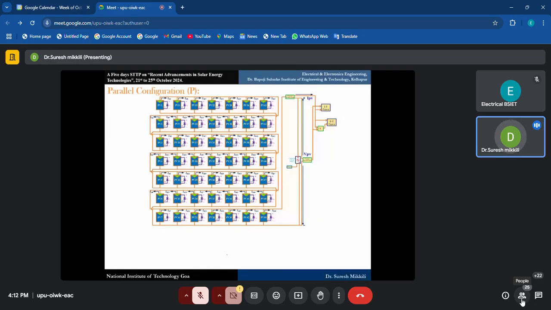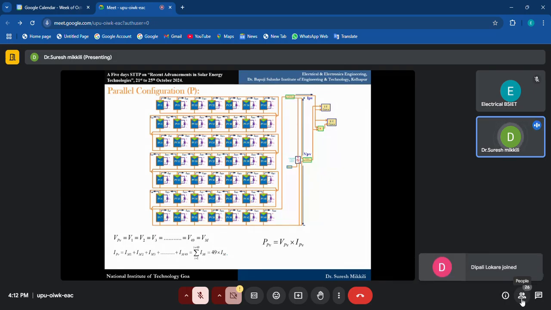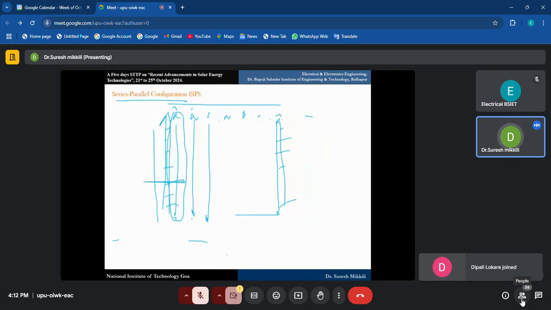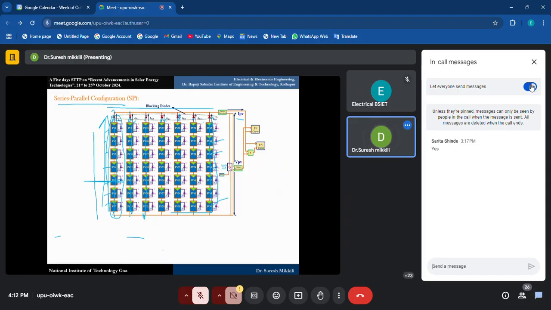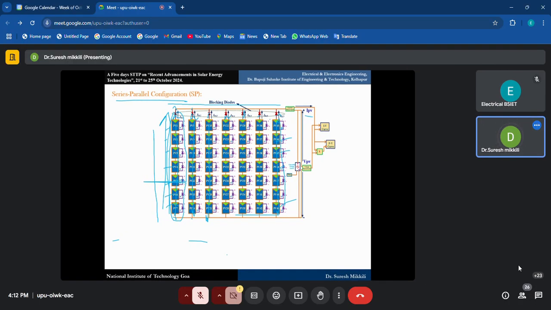If I consider a parallel connected structure, the voltage across each module will be the same since it is parallel connected, but currents are added together. So the current will be 49 IM, so it will be 49 times VM IM. Now, when the modules are connected in series-parallel combination, what will happen? In the series-parallel combination, each string is connected in parallel with another string. In a string, modules are connected in series, and strings are connected in parallel.